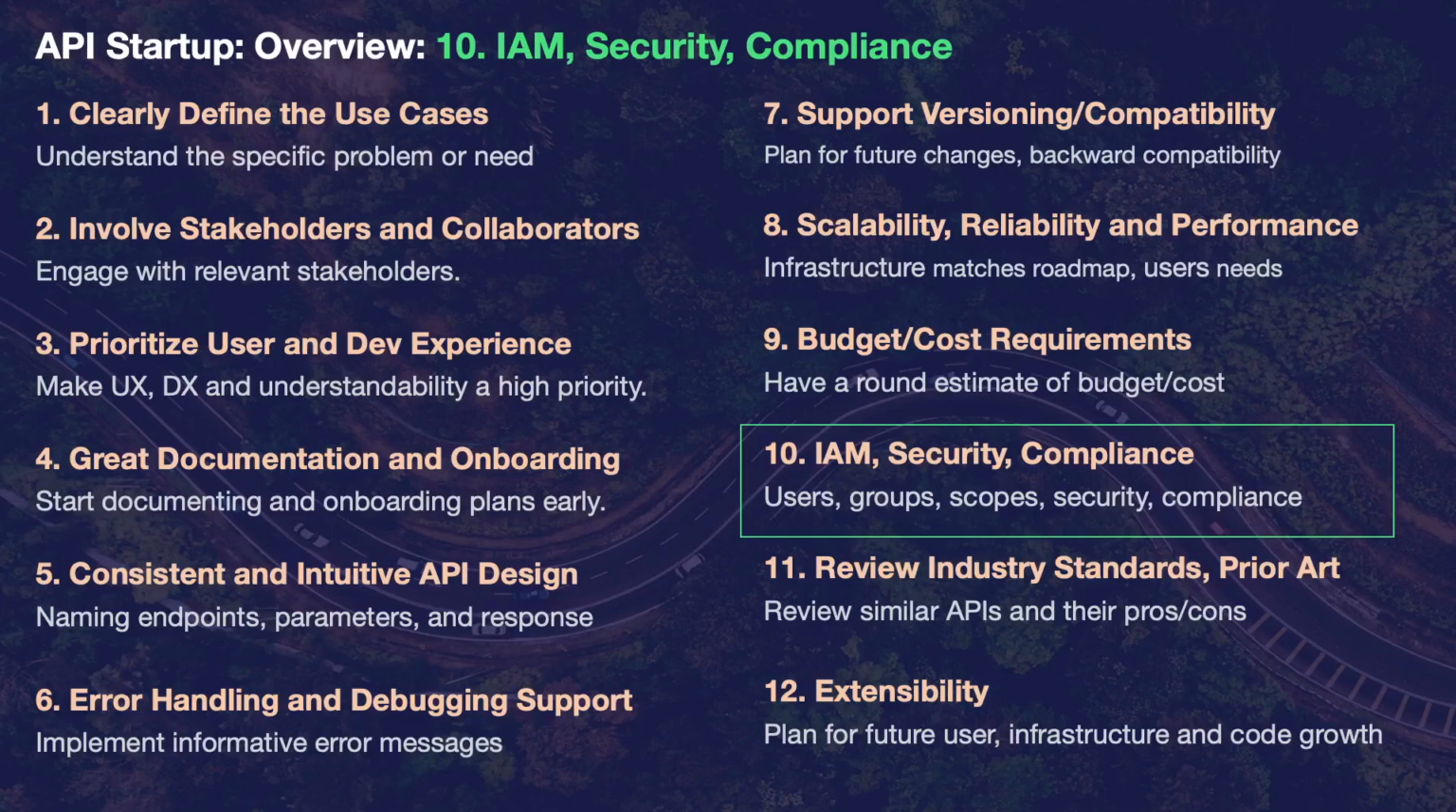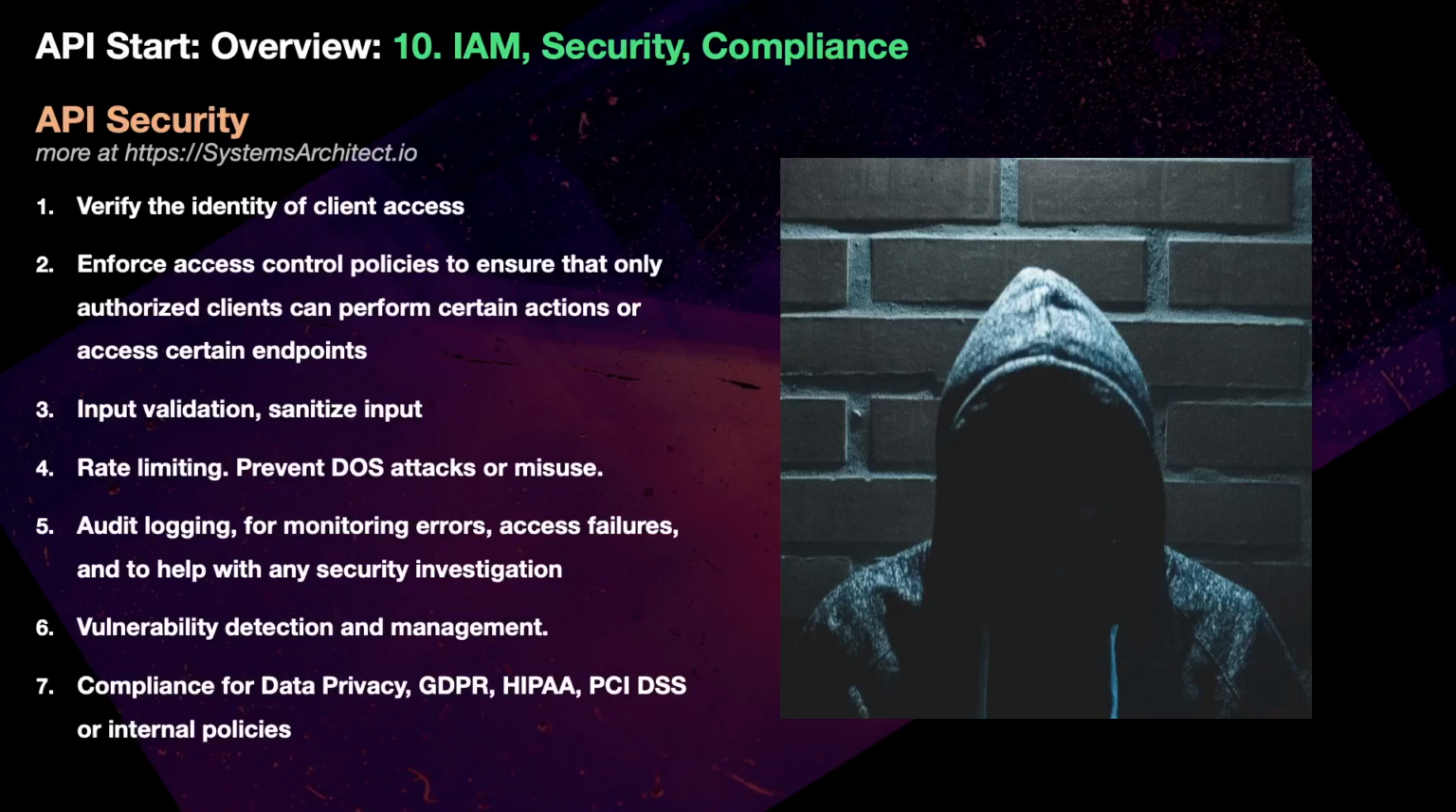IAM security and compliance. And this would cover users, groups, scopes, other security measures that need to be taken, and even making sure that you are in line with compliance. Here are some API security features that you should be thinking about before you begin development. Verify the identity of client access. Enforce access control policies to ensure that only authorized clients can perform certain actions or access certain endpoints.